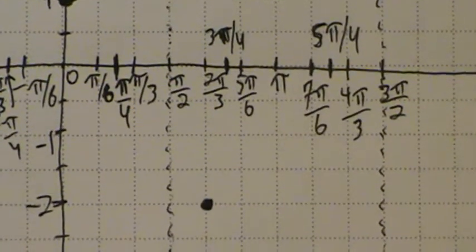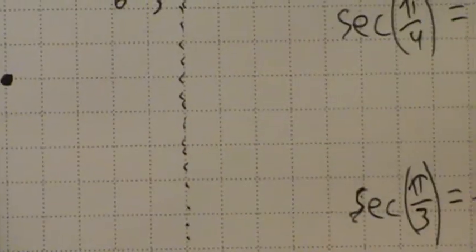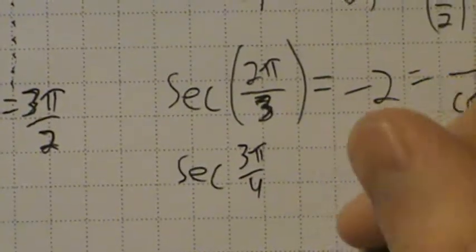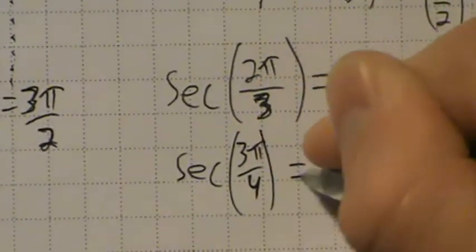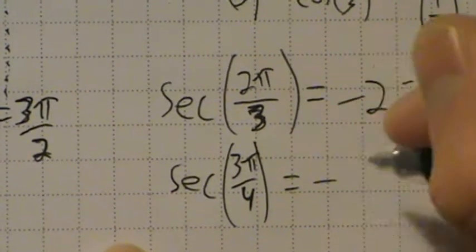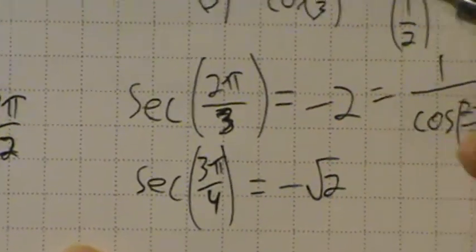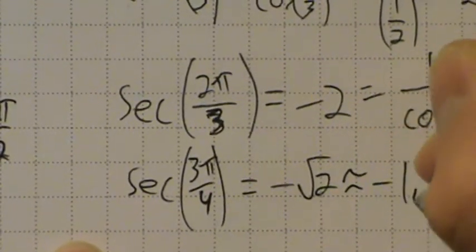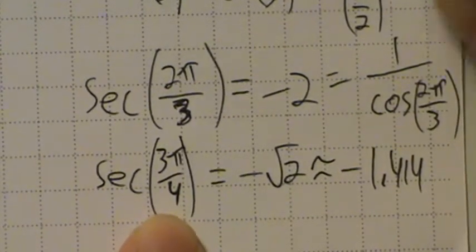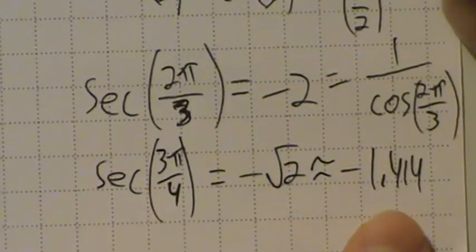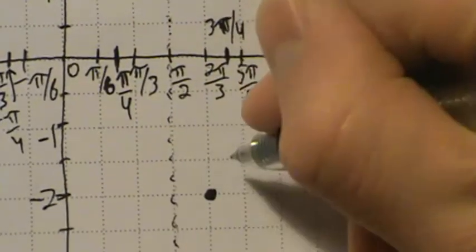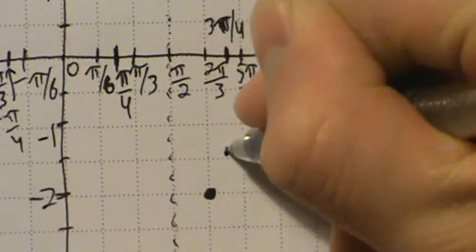Now let's continue. Secant of 3 pi over 4 is going to equal negative root 2, which is approximately equal to negative 1.414. So we'll go ahead and plot that point. When x is 3 pi over 4, the corresponding y-coordinate is about negative 1.414. So 3 pi over 4 right here, corresponding y-coordinate right about here.